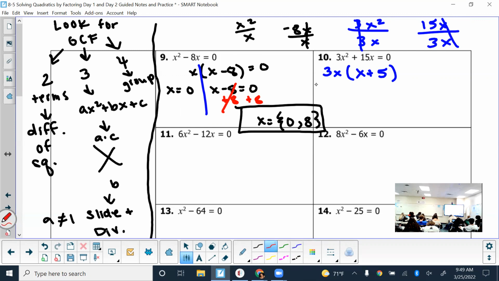If you're confused on how we got 3x as the GCF, always look at the smaller of the 2 numbers. If it divides evenly into both, like 3 and 15 divides evenly by 3, then that's part of your GCF. To factor out a variable, it needs to be present in each term. So I can factor an x from each term. All right, and this is still equal to 0. After you factor, what do we do?